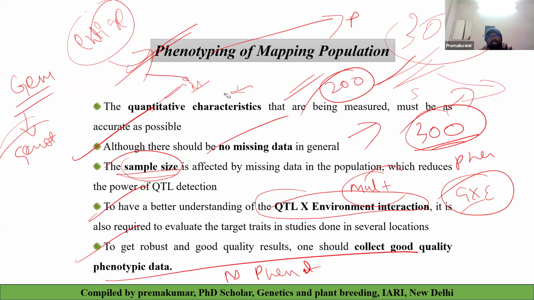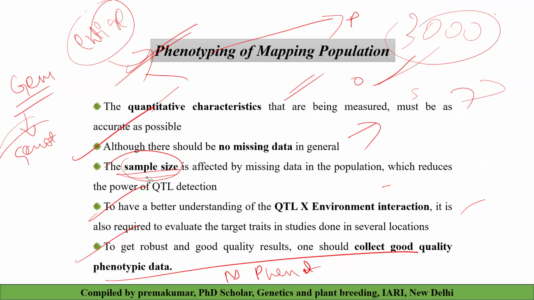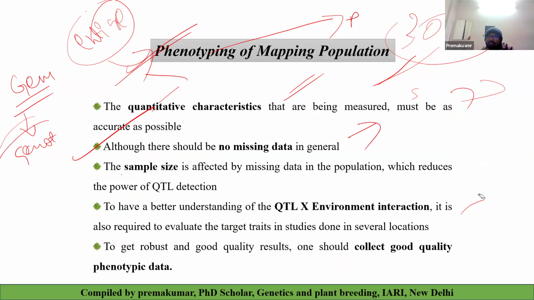That sampling should be very nice. It should cover all the recombinant individuals. Even though the sampling is small, it should cover all the recombinant individuals. That is what sampling is. Yes, sir, understood, sir. This is about phenotyping for mapping.